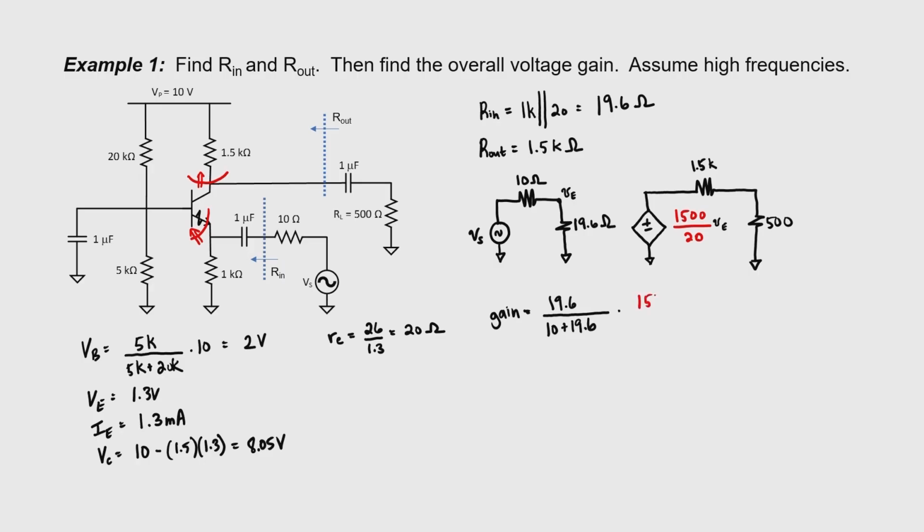There's the input part, here's the gain part, and finally we have the output part. These numbers work out to 0.662, 75, and 0.25. Basically, you can say that the gain of this common base amplifier is pretty high, but it's moderated by the input and output impedances a little bit. We wind up with an overall gain of 12.4.